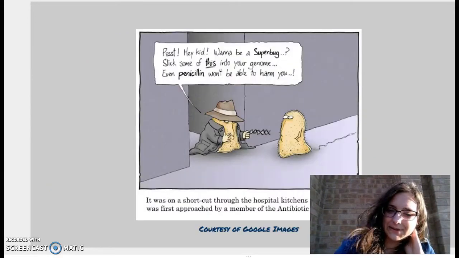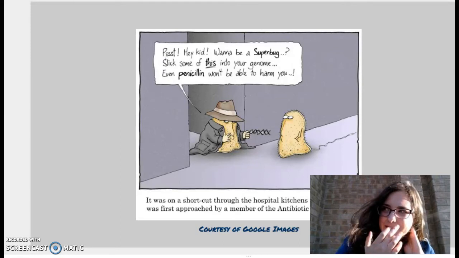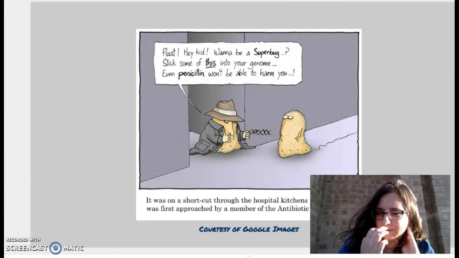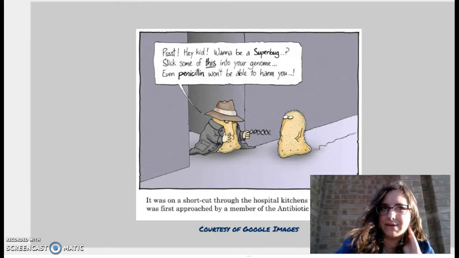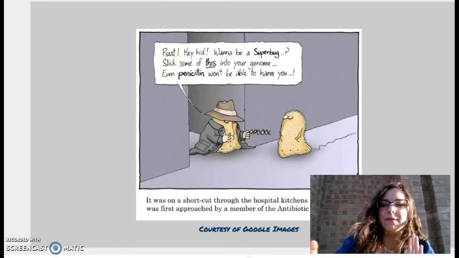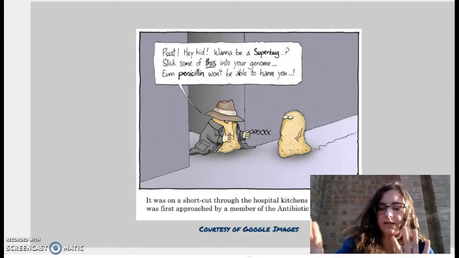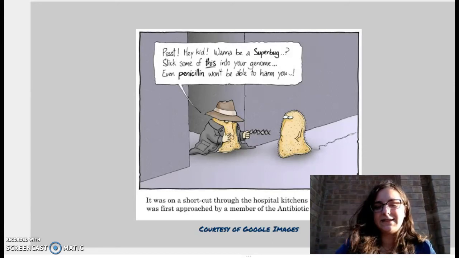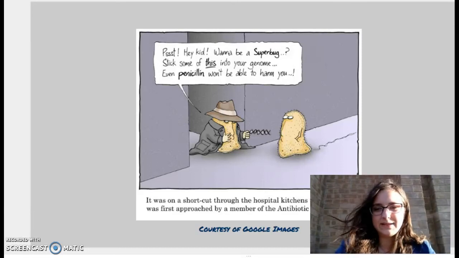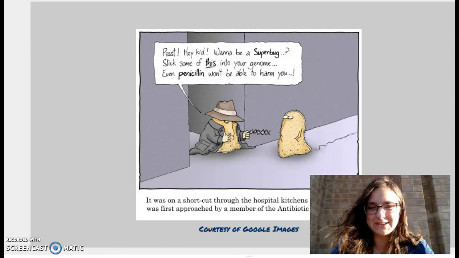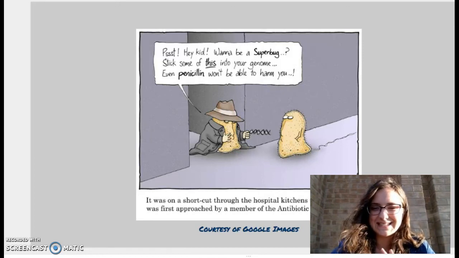And here is a pretty funny cartoon I found about it, because I think I mentioned before, it's prevalent in hospitals because of the amount of antibiotics used and just people going in and out with sick people and immunocompromised. So this is a joke on that. This is the shortcut through the hospital kitchens that Albert was first approached by a member of antibiotic resistance. So that's courtesy of Google Images, and goes into the changing of that bacteria.